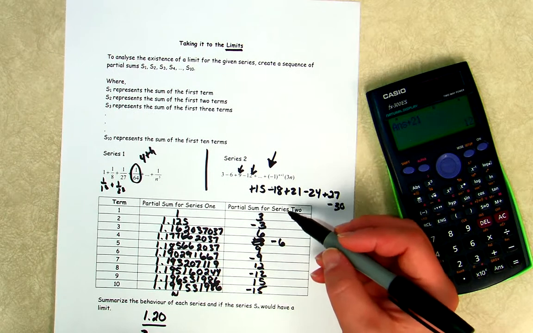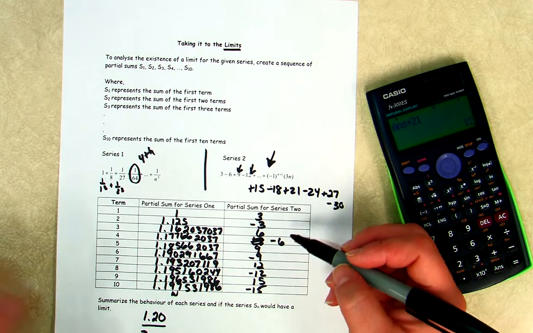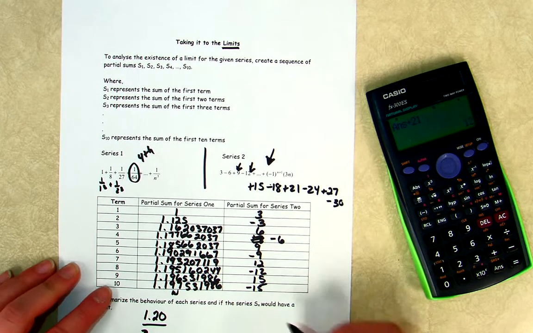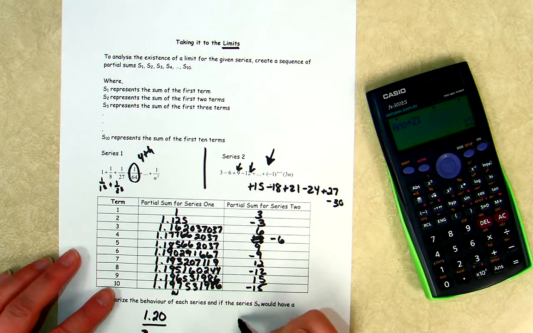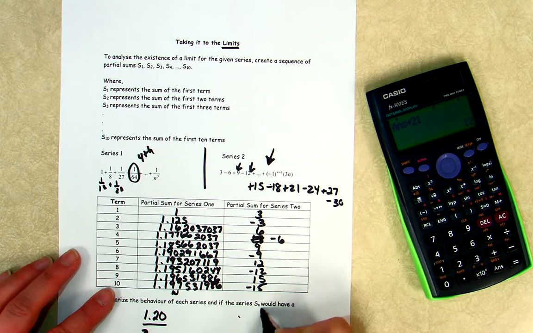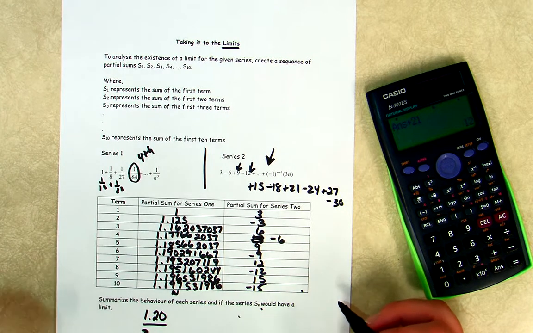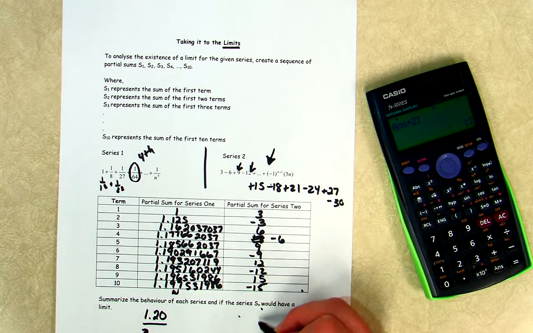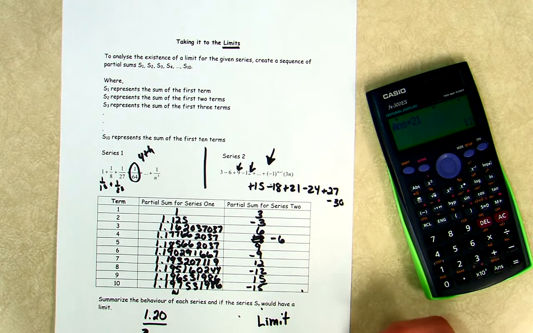Now, if we look at the behavior for series 2 as we keep adding, this doesn't have a pattern. It's going positive 3, negative 3, positive 6, negative 6, positive 9, negative 9. So this is not converging to one number as we go. So this one does not have a limit.